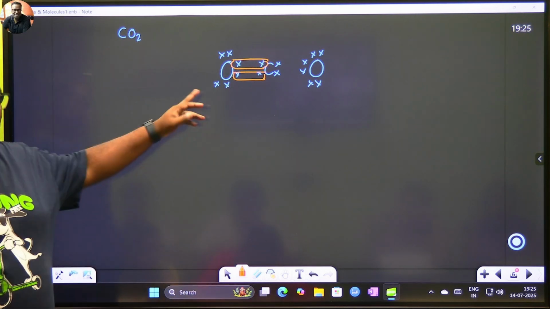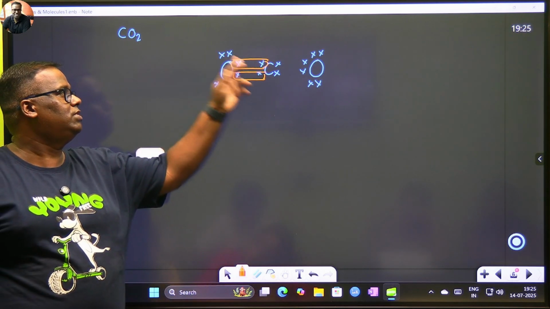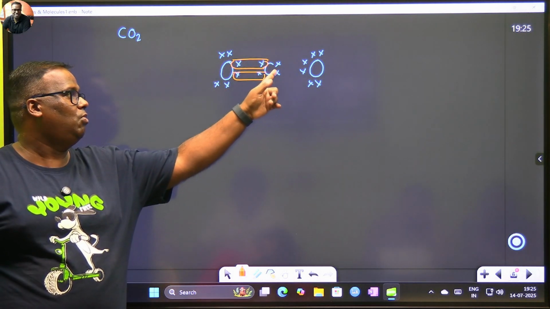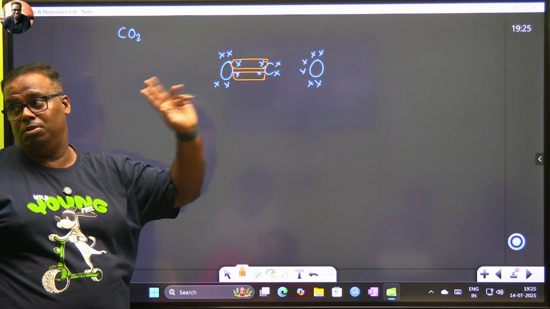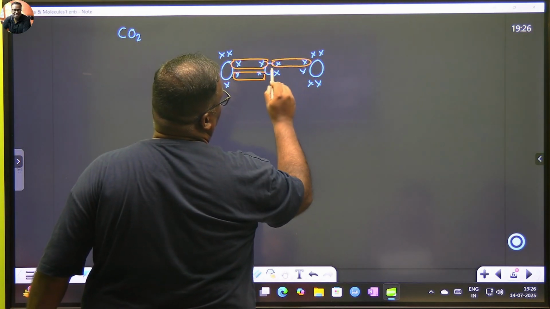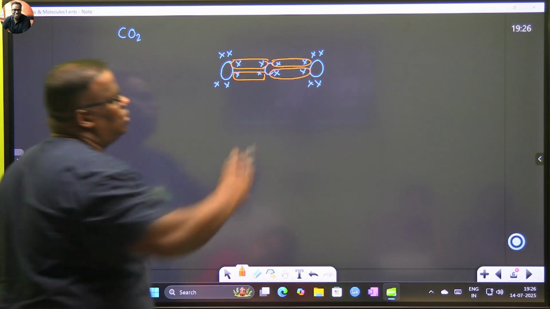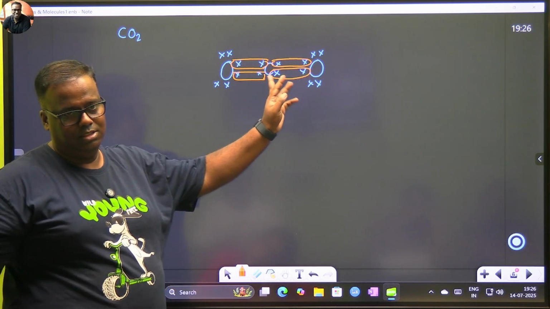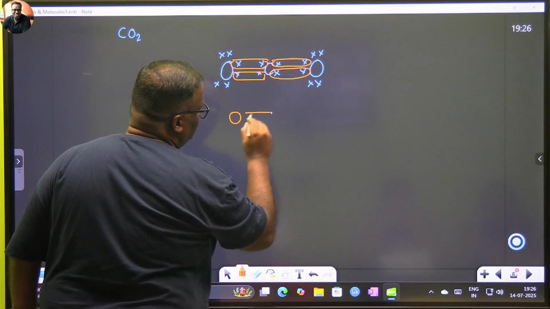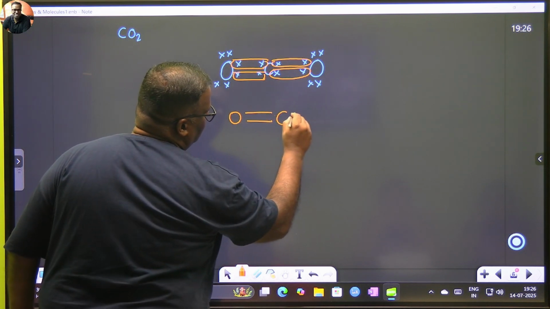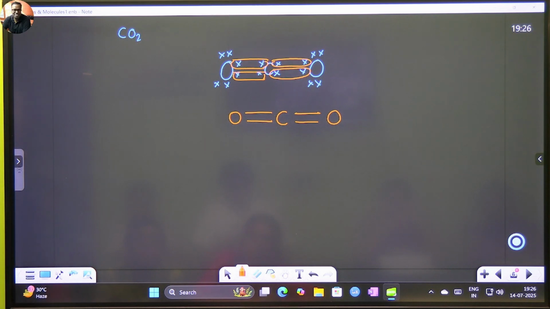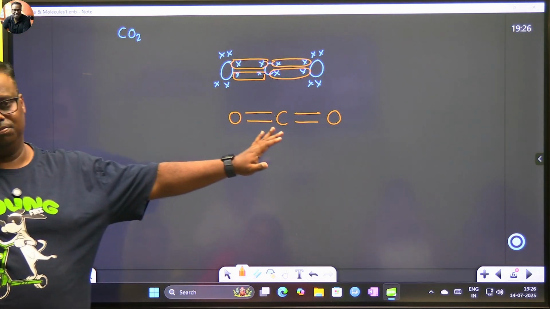Now count for this oxygen: 1, 2, 3, 4, 5, 6, 7, 8. Oxygen is satisfied. How many does carbon have now? 1, 2, 3, 4, 5, 6. Still not complete, it still needs 2. It will form those 2 on this side. Now check for this oxygen: 8, done. So we represent this as oxygen, 1 bond, 1 more bond, carbon, 1 bond, 1 more bond. This is called double bond formation. This is a covalent compound.